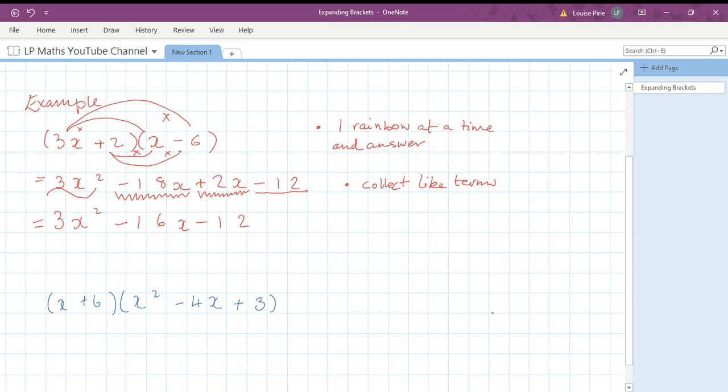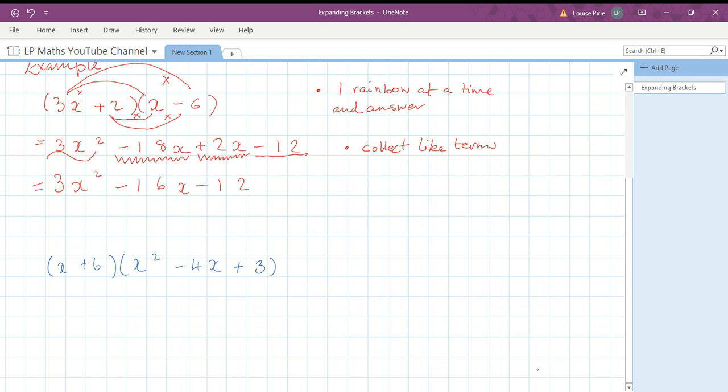And again, the same rule applies as before. Every single term in the first bracket must multiply every single term in the second bracket. So I'm going to start by doing rainbow 1. That's going from x to x squared. I'm going to put a multiply sign in there, and that is going to be x cubed. I'm going from my x to my minus 4x. Again, I'm multiplying that. That is minus 4x squared. And I'm going from x to plus 3, and that's plus 3x.